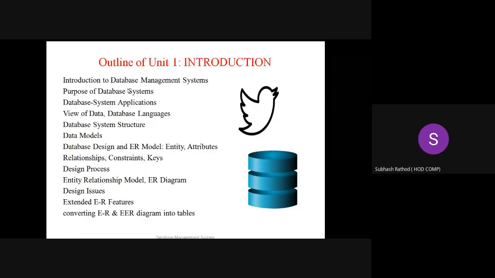So this is the outline of the first unit: Introduction to database management system. We have done that. Purpose of database system, we have done that. We have learned database system applications. View of data and database language, we have covered at a certain level, but detail is in the second unit, which is practical. It's actually a language for database modeling by using database tools. So it will not be completely covered in this unit, but at certain levels, introduction we have completed in this unit.